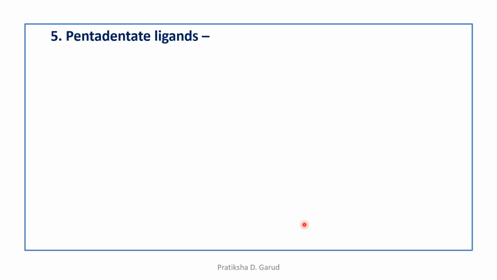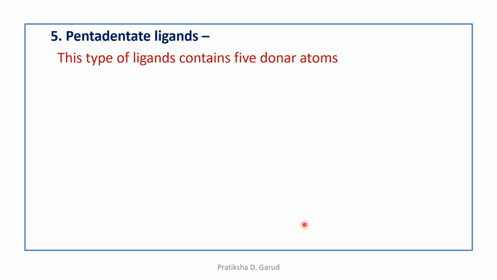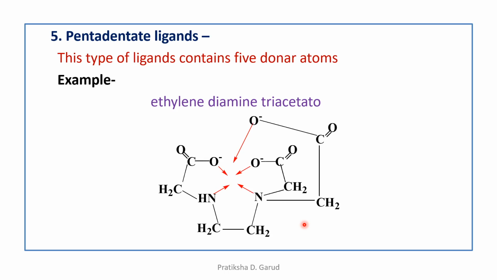Then pentadentate ligands means they are having the 5 donor atoms or the 5 donor sites. Its example is ethylene diamine triacetato. So this is the structure of ethylene diamine triacetato. What is ethylene? Ethylene is the CH2CH2 group. Diamine means 2 NH2 groups. And triacetato. Tri means 3, acetato means CH3COOH group. Okay. So ethylene means this is a CH2CH2 group, right? Diamine means 2 nitrogens, 2 NH2 group. So this is the first NH2 and this is the second NH2. And they are attached to the triacetato.